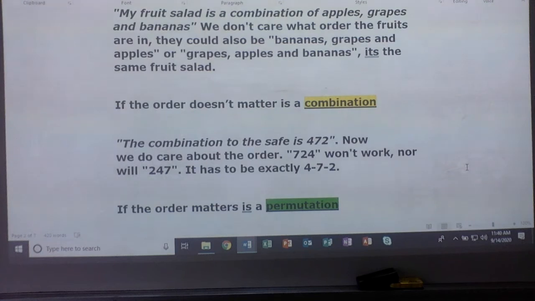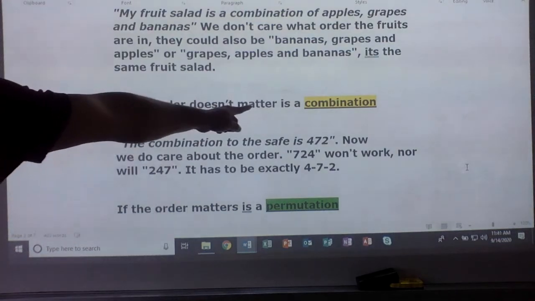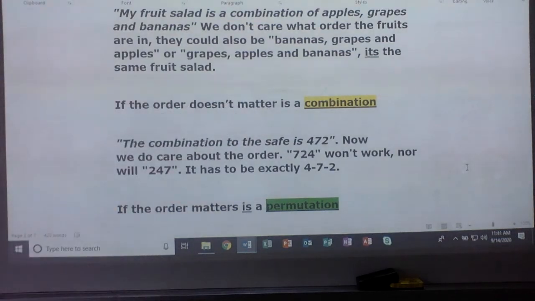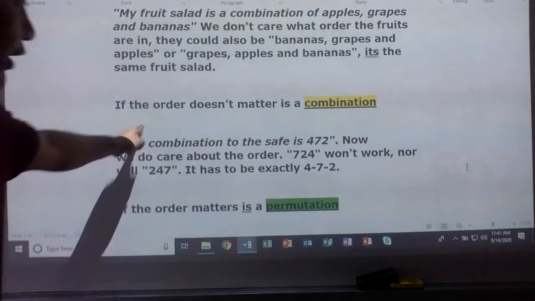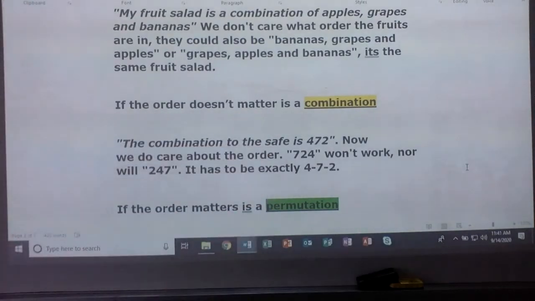But a fruit salad is a combination of apples, grapes, and bananas. In reality, when you go buy a fruit salad, I don't think we mind in which order they put our fruits in. So at that moment, when the order does not matter, it's called a combination. You need to write this for your notes. Who knows, you might need it later.